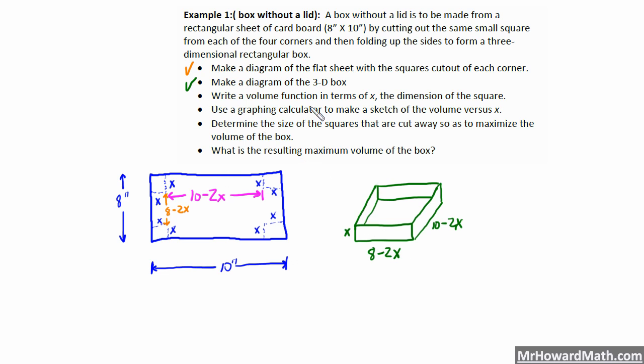All right, so now the volume: write a volume function in terms of x, the dimension of the square. Now that we have our 3D box here, it's pretty easy. Remember, this is a rectangular solid, basically a rectangular box, so the volume is the area of the base times the height. So if we write it, our volume function is going to be volume is equal to, just to write it in simplest form, I'm going to put the x first, so the height, and then that's going to be times the area of the base.